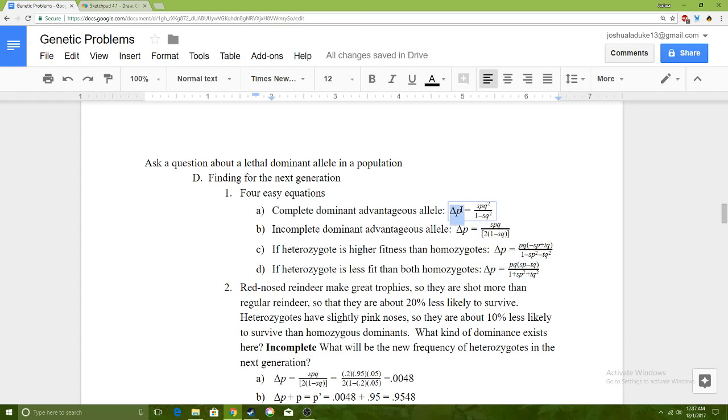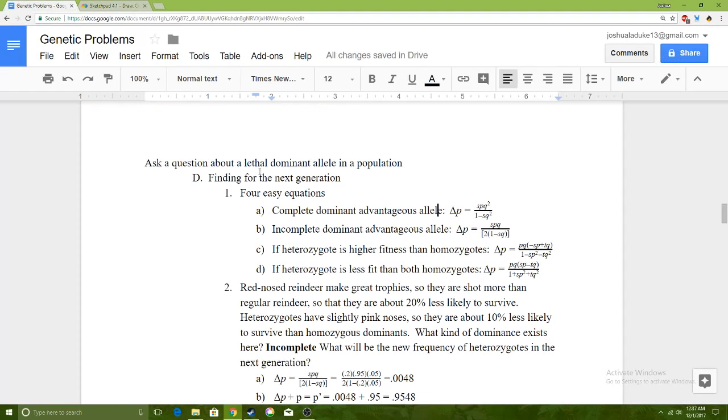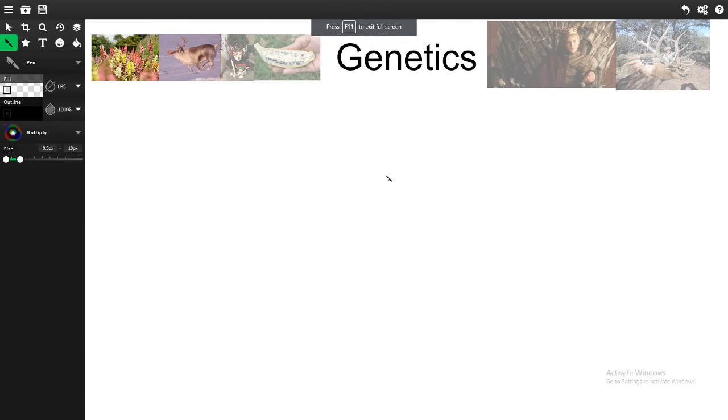And you notice this right here, this is the key, delta P. That is the change of the allele frequency. That's not the new allele frequency, that's just the change. So that'll get added to the old allele frequency to get the frequency for the next generation. So you want to use these for reference. Hopefully, if you have to learn this in class, your professor won't make you memorize them. So let's do a problem with them.